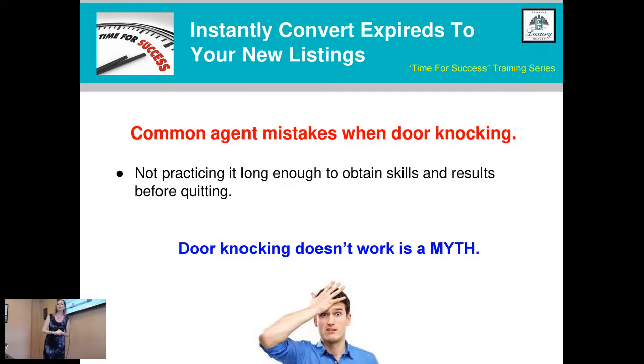All right, common agent mistakes when door knocking. Not practicing it long enough to obtain the skill to get the results. We had a great example in Julia, who I love for being such a great sport that day, regarding the for sale by owner. She did a couple of them, said, "This doesn't work," and gave up. She quit doing it. Then she realized real quickly that it's an important part of her business, and she came back to class. It was a nice little kick in the butt that she needed.